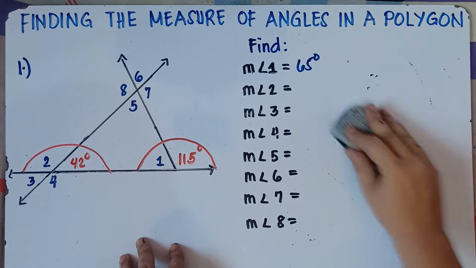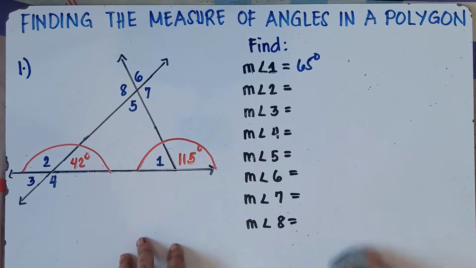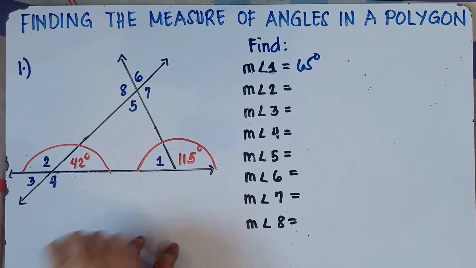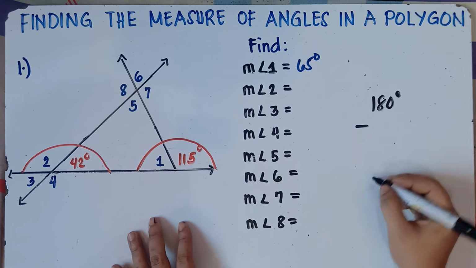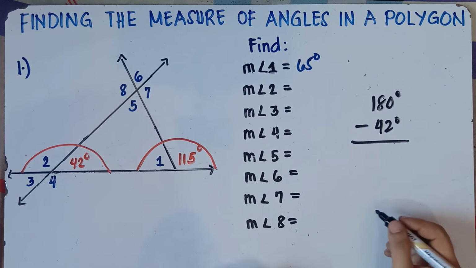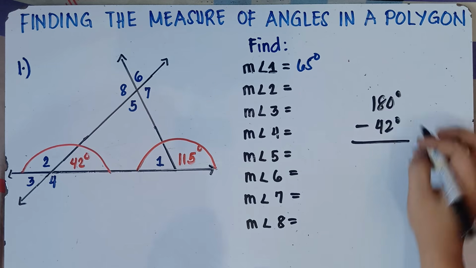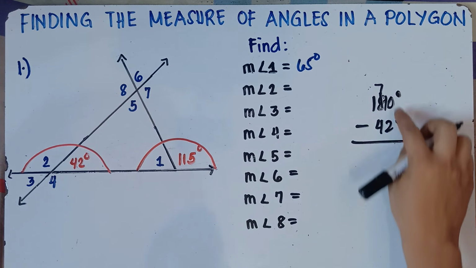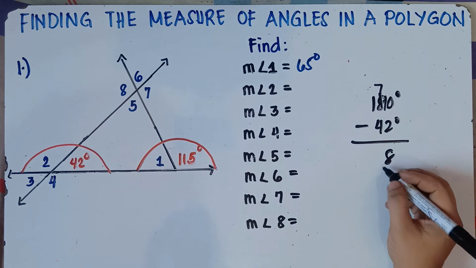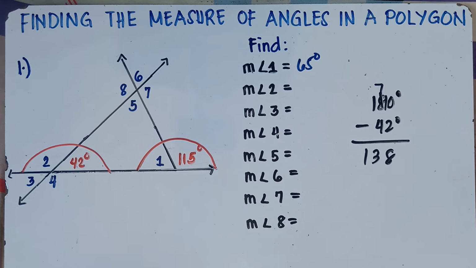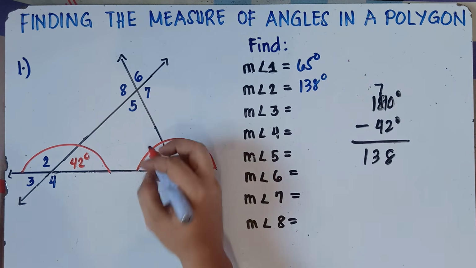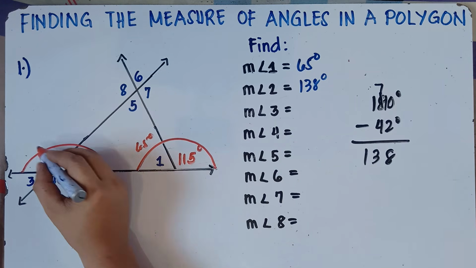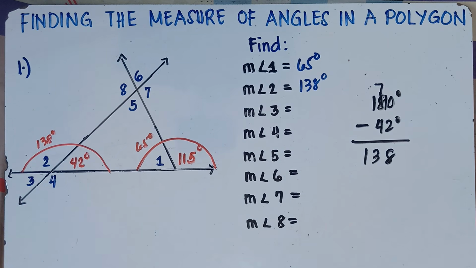Therefore, to get angle 2, we can simply subtract 42 from 180. So that would be 180 degrees minus 42 degrees. 0 minus 2, that cannot be. Borrow 1, this becomes 7, this becomes 10. 10 minus 2 is 8. 7 minus 4 is 3. Bring down 1. 138 degrees. That's it, class. Angle 2 is 138 degrees. So let me just label this: angle 1 is 65 degrees, angle 2 is 138 degrees.